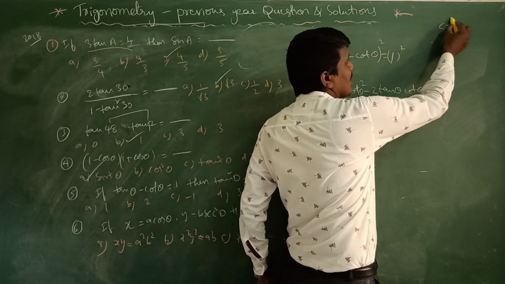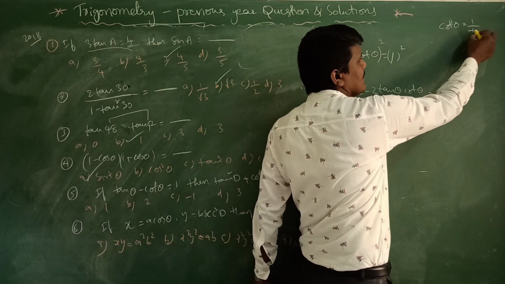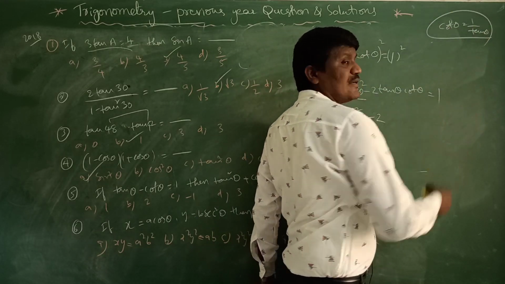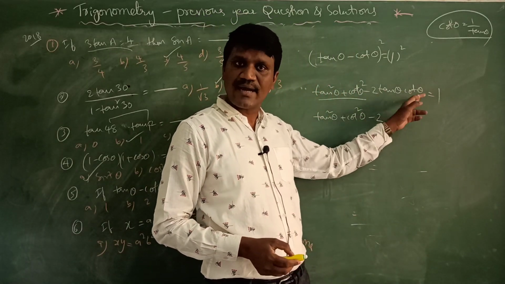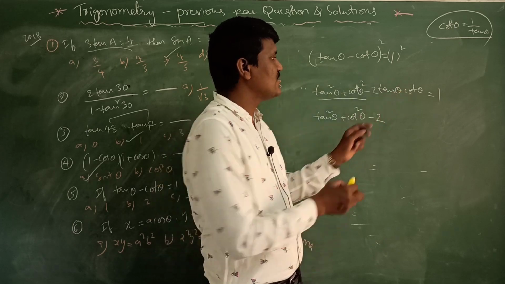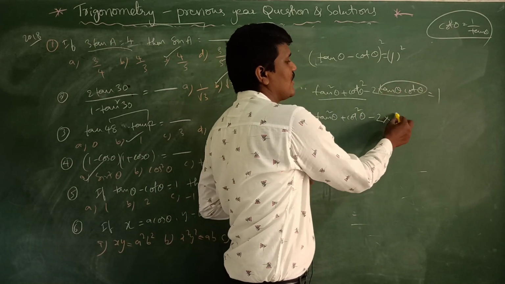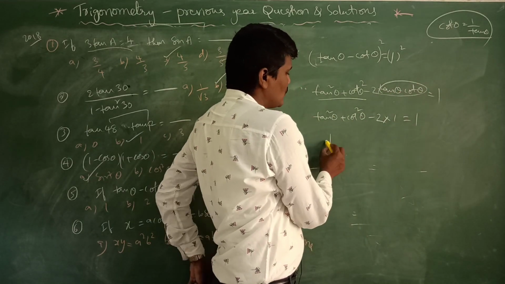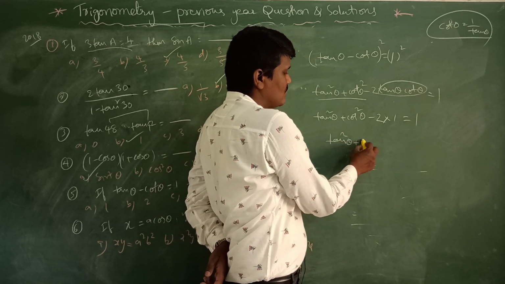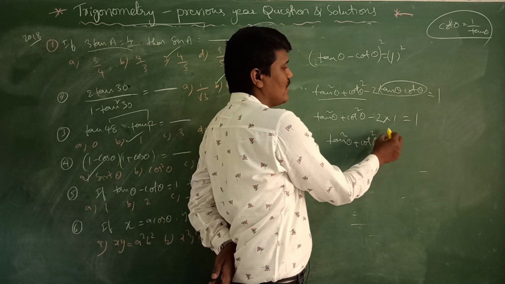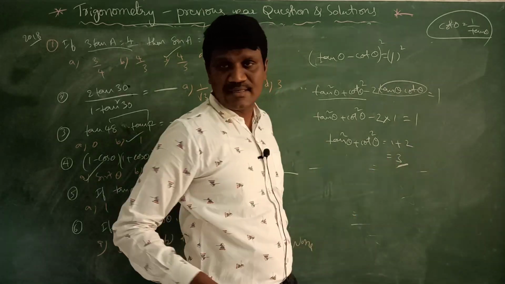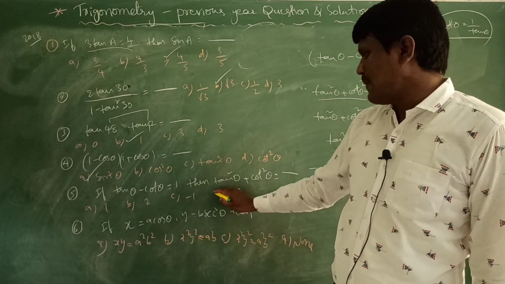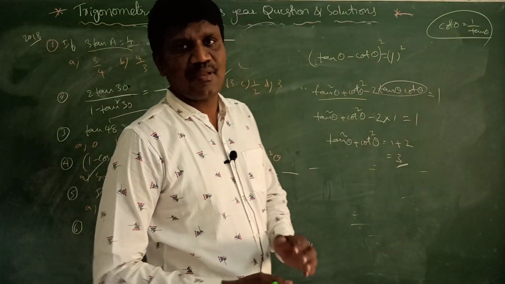Because we know cot theta is equal to 1 by tan theta. So tan theta into cot theta, you can write as tan theta into 1 by tan theta. Tan cancels and this will be 1. So 2 into 1 is 2. So tan square theta plus cot square theta is 1 plus 2, which is 3. So the answer is 3. Is it there in the options? Yeah, D is the answer.